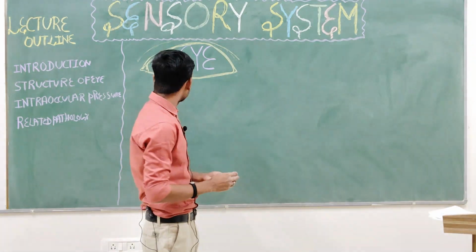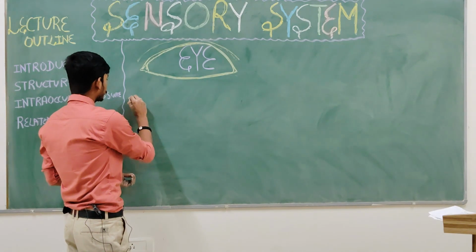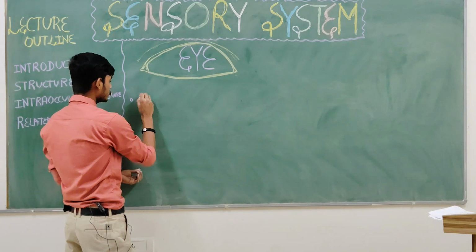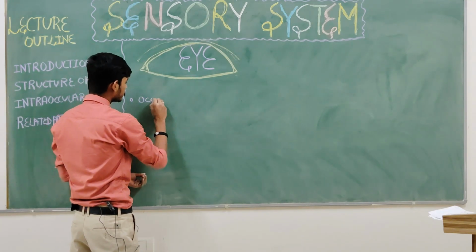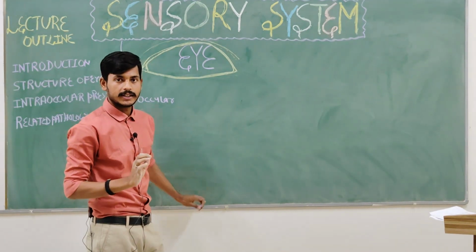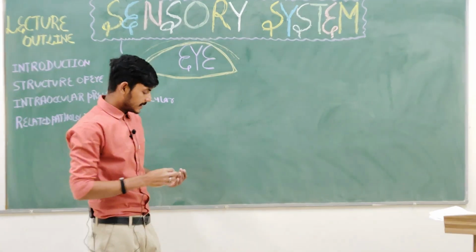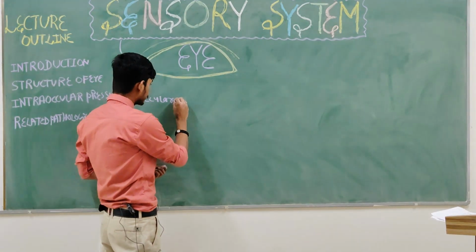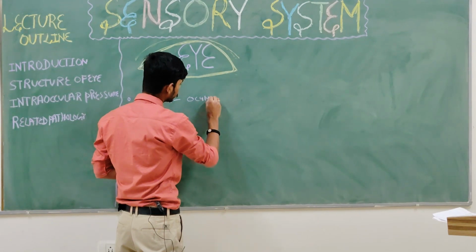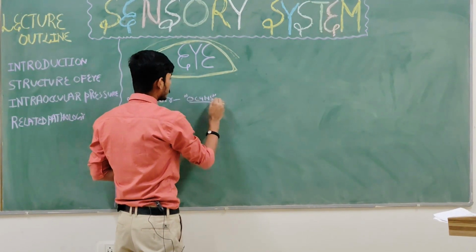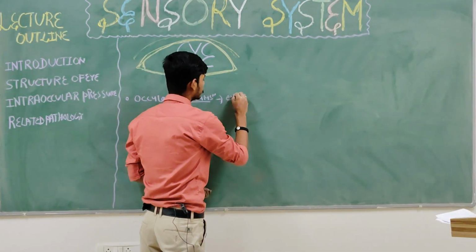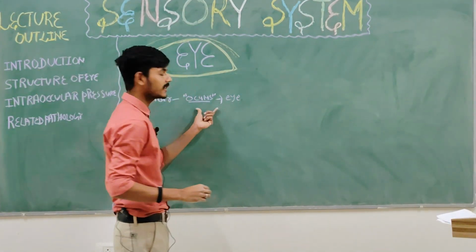The first thing about the eye you should keep in mind, as you come across it in textbooks, is that the word ocular is used in the context of the eye. The word ocular comes from oculus, which is translated in English as eye. So basically it's a Latin word.